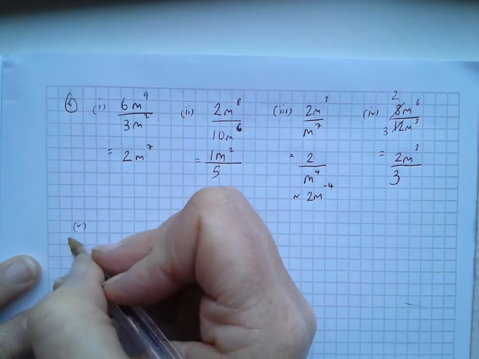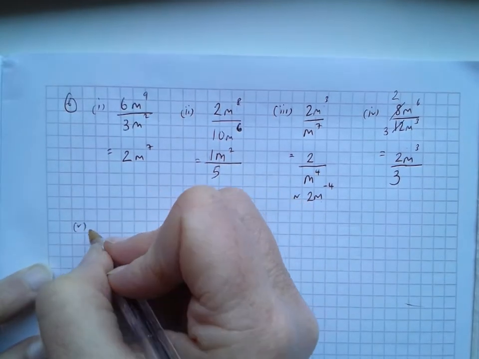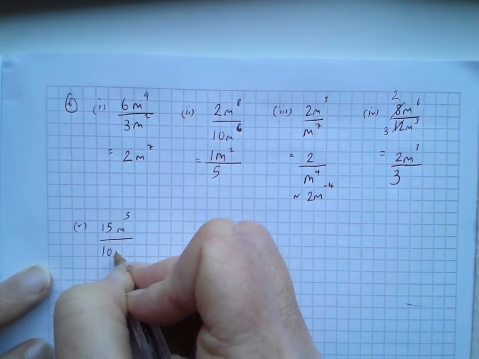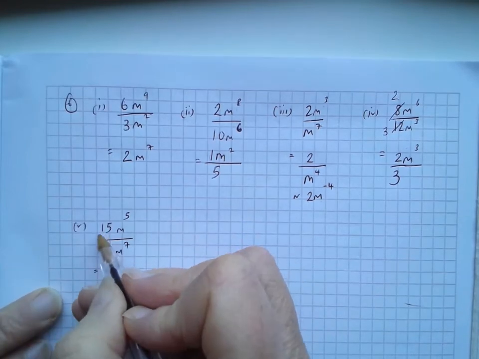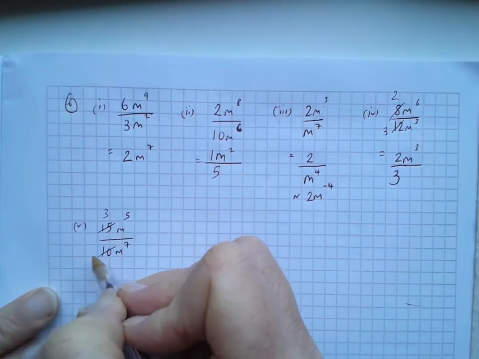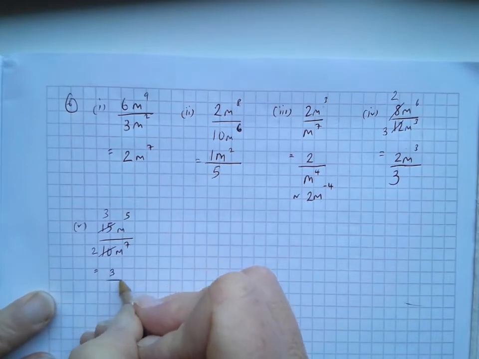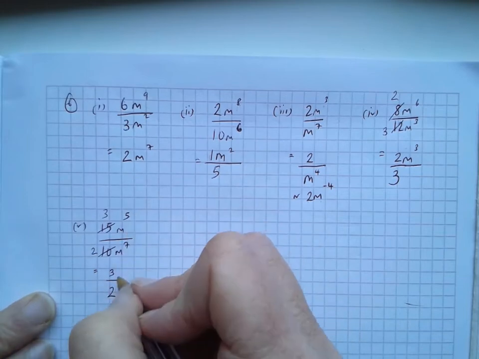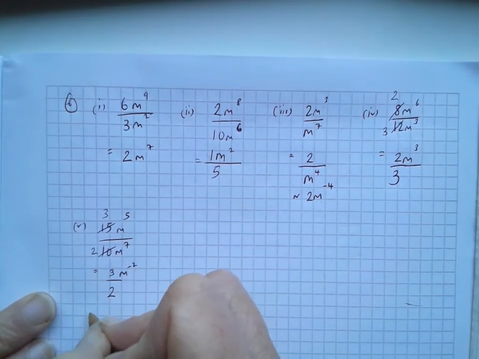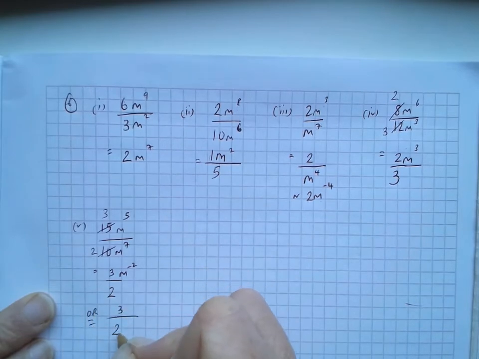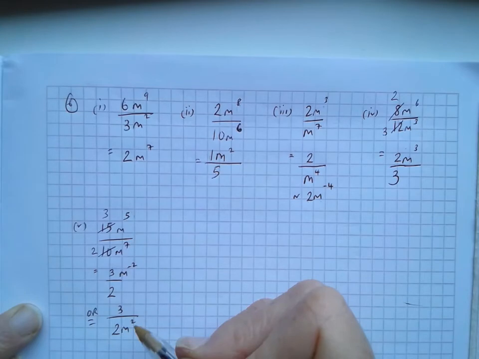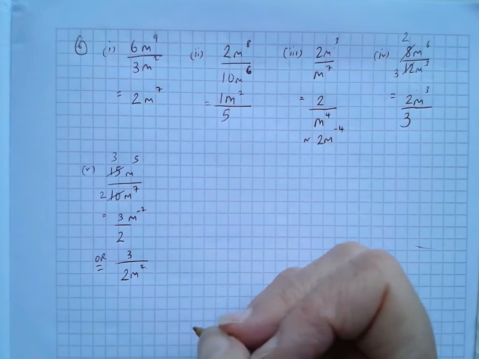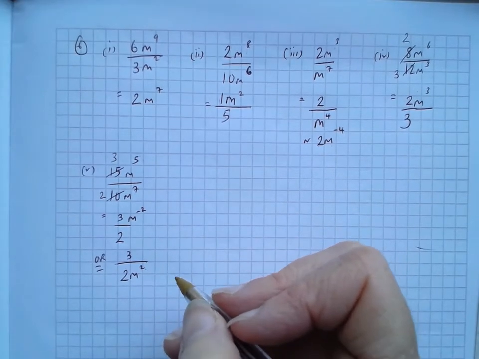Part 5 is going to be 15m to the power of 5 over 10m to the power of 7. So 15 over 10, again I can cancel. 5 goes into 15 3 times, 5 goes into 10 twice. So it's going to be 3 over 2. And then 5 minus 7 is minus 2, so it'd be m to the power of minus 2. Or you could have 3 over 2 m squared, 7 minus 5 is 2. So it really depends what way you want to do that. And usually they will specify to you, they'll say give with a positive power, or just write with a power.